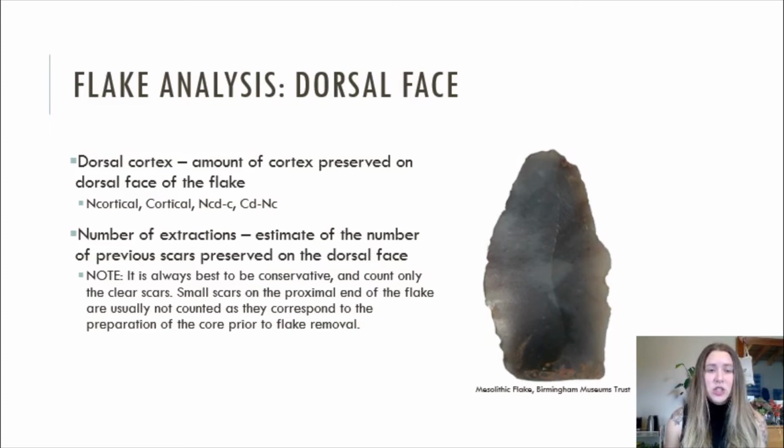And the number of extractions indicates the estimate of the number of previous flake scars preserved on the dorsal face. A note here, it is always best to be conservative and count only the clear scars. Small scars on the proximal end of the flake towards the butt are usually not counted because usually they correspond to preparation of the core prior to flake removal. So in this instance, you're only counting the larger scars. For example, on this flake here, we see 2 previous flake removals.